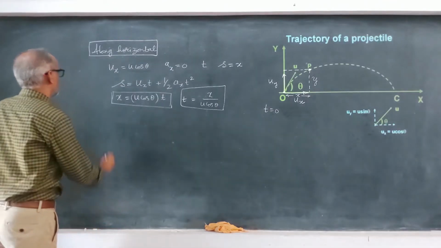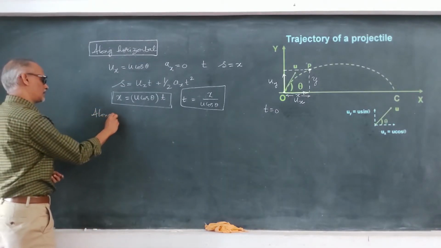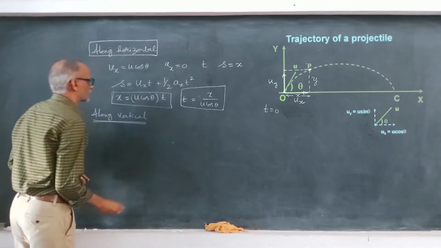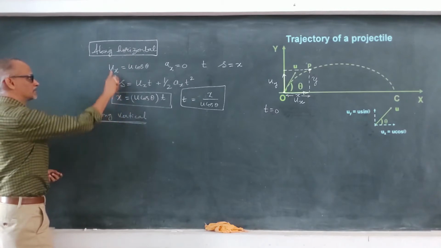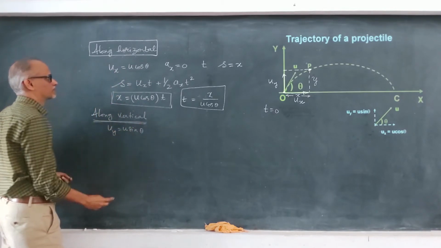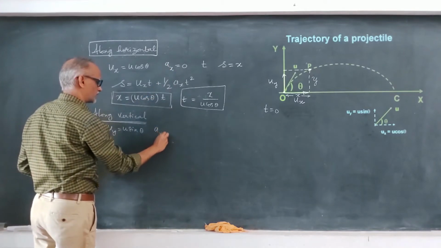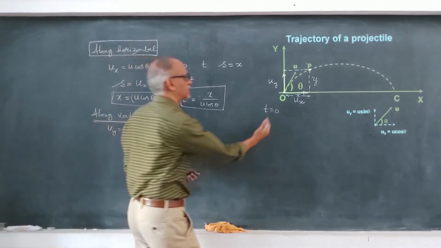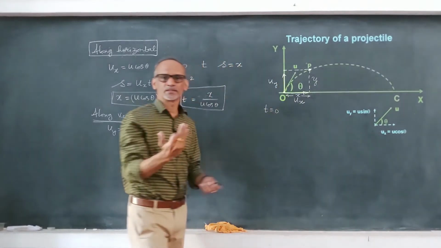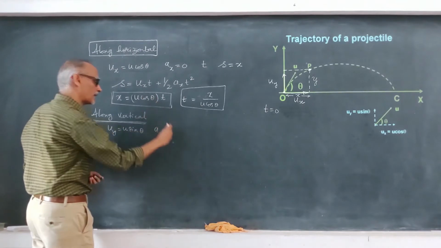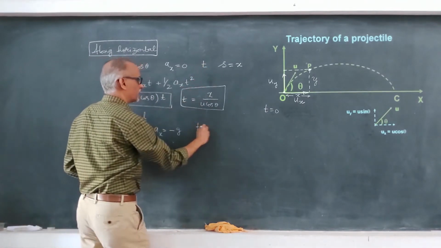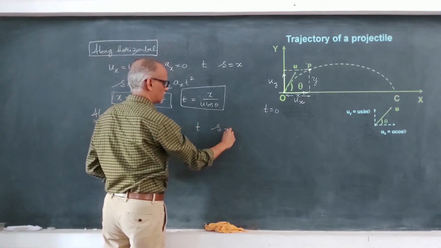Next, along the vertical, that is, along the y axis now. What is uy? uy is u sin theta. What is the acceleration ay? See, it is going upward, right? And along the vertical, there is acceleration, which is the acceleration due to gravity. Since it is going up, it is minus g. Time taken is t, and s is equal to y.